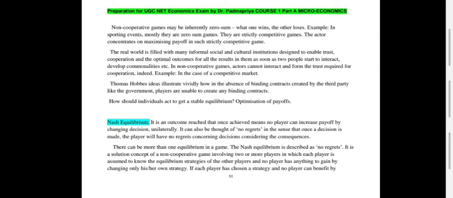So there are zero-sum games, which are non-cooperative games. Zero-sum games are non-cooperative games. They are strictly competitive games. The actor concentrates on maximizing payoff in such a strictly competitive game.